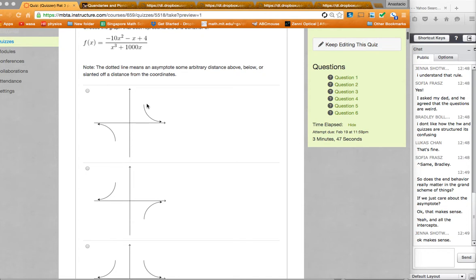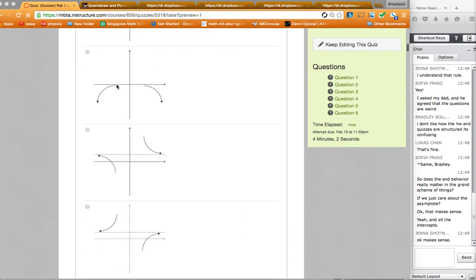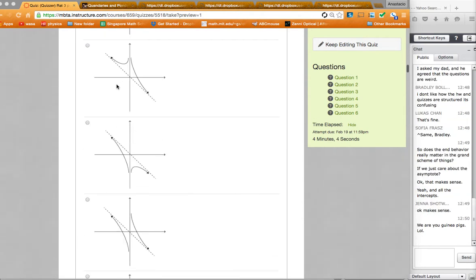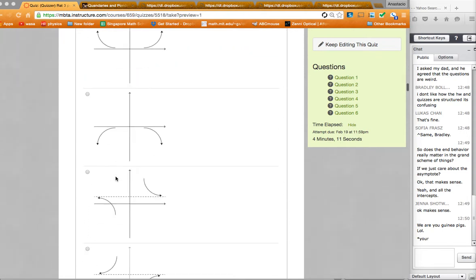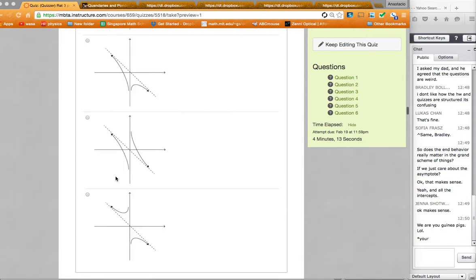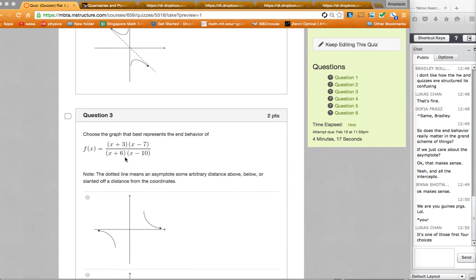So here's what I'm going to do. In Chapter 3, if I teach this class next year, I'm going to ask the students, instead of asking them a question like this, straight up, what is the horizontal asymptote? In this case, it's zero. In this case, over here, it's negative 2. In this case over here, it's 1.